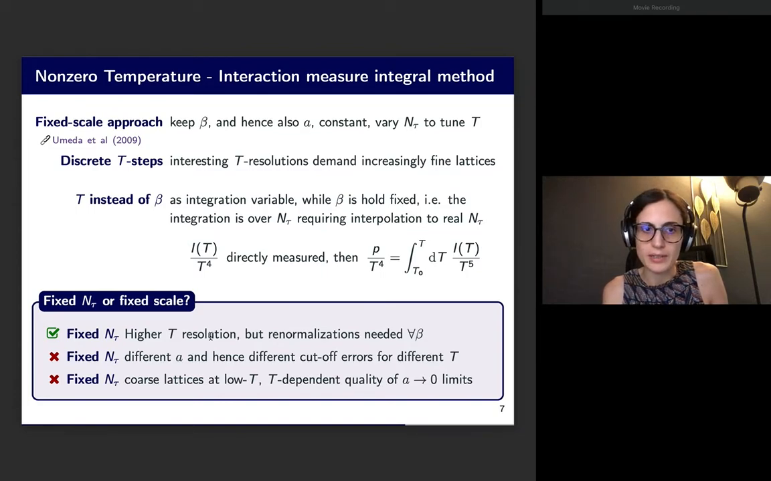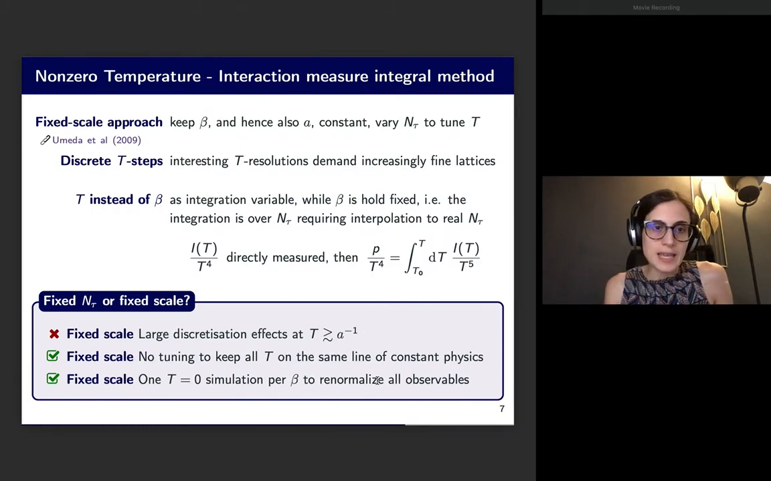when you simulate at different temperatures, and particularly you would be attempting continuum extrapolations starting from different values and having particularly coarser lattices when it comes to small temperatures. So all in all, you would have a quality of your continuum extrapolation which would be temperature dependent.